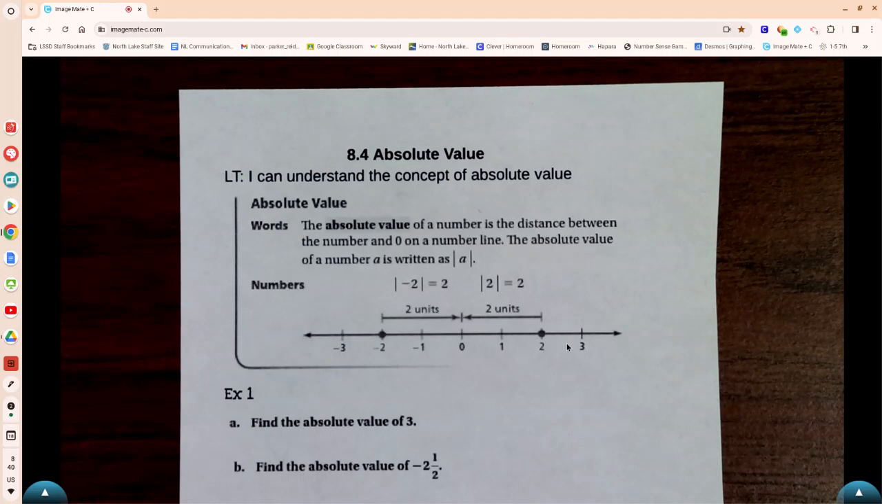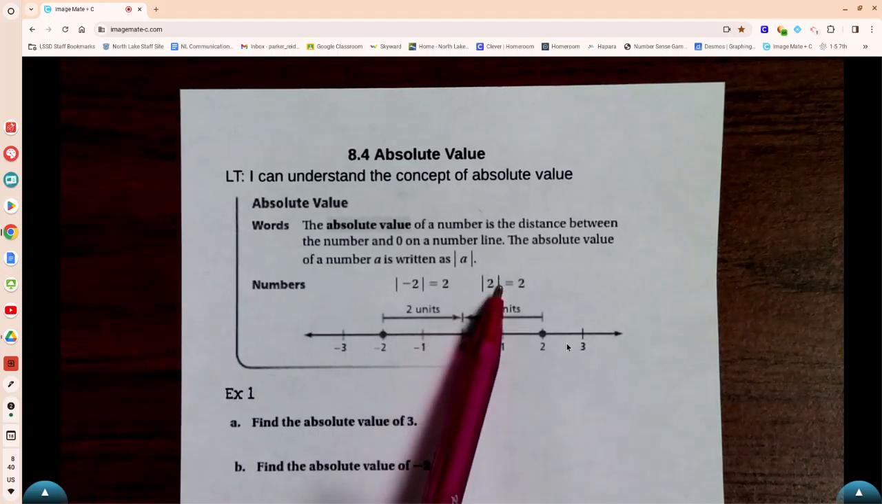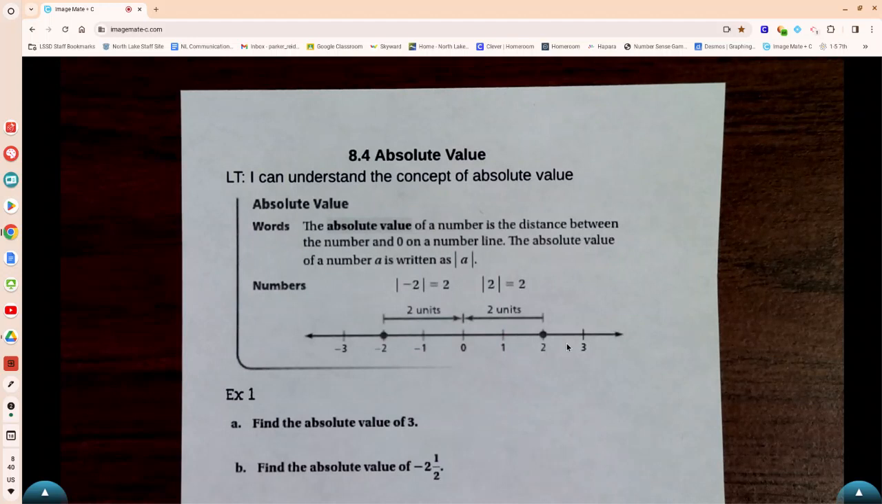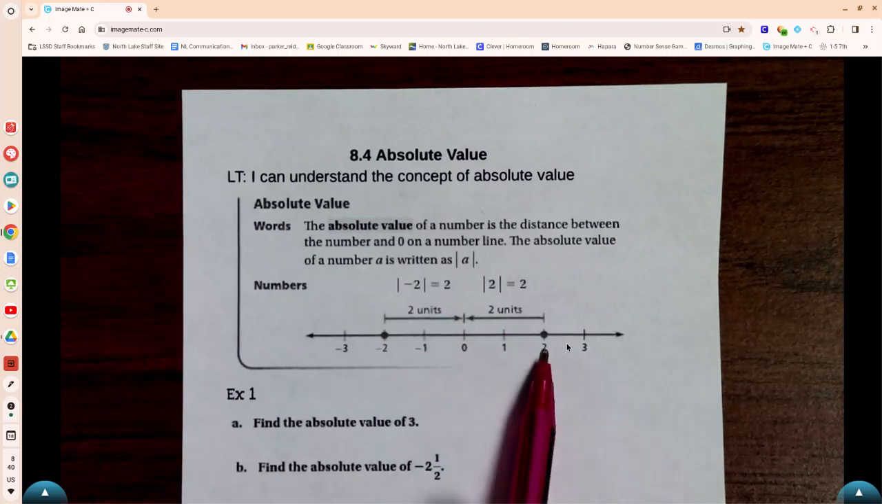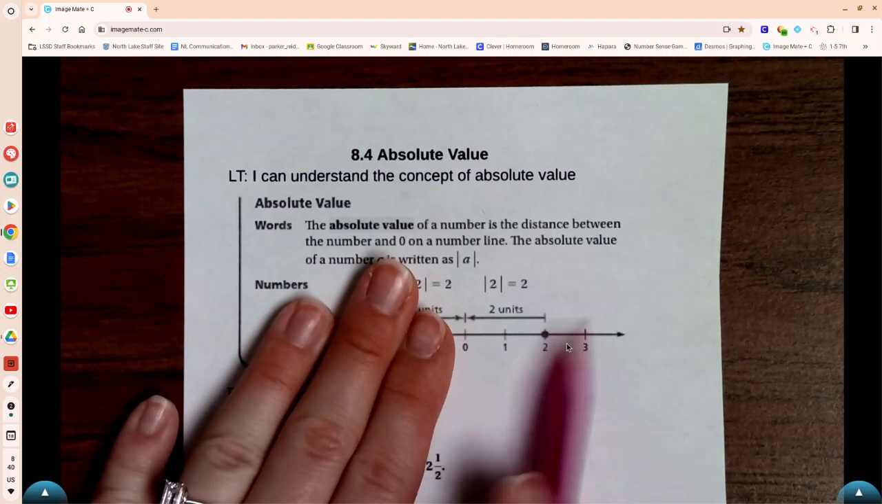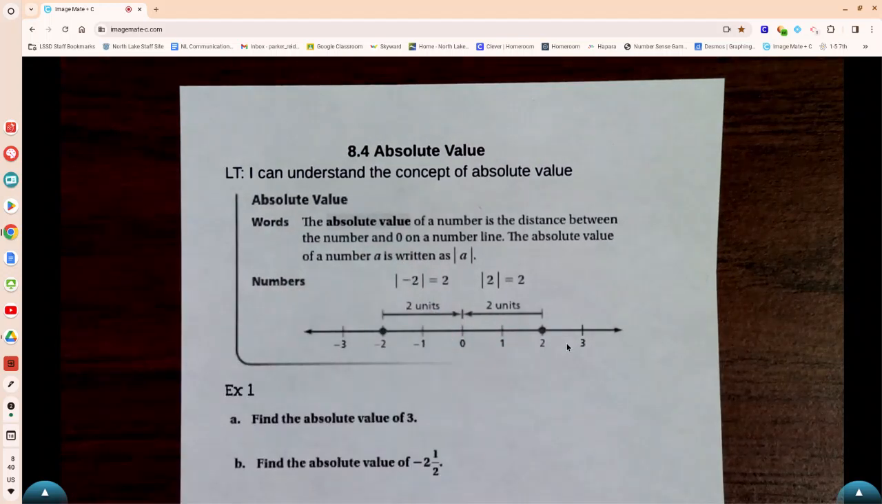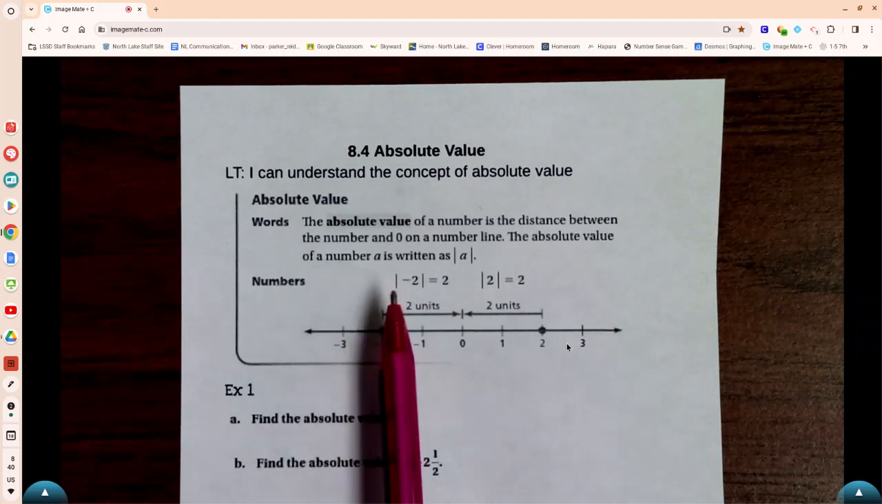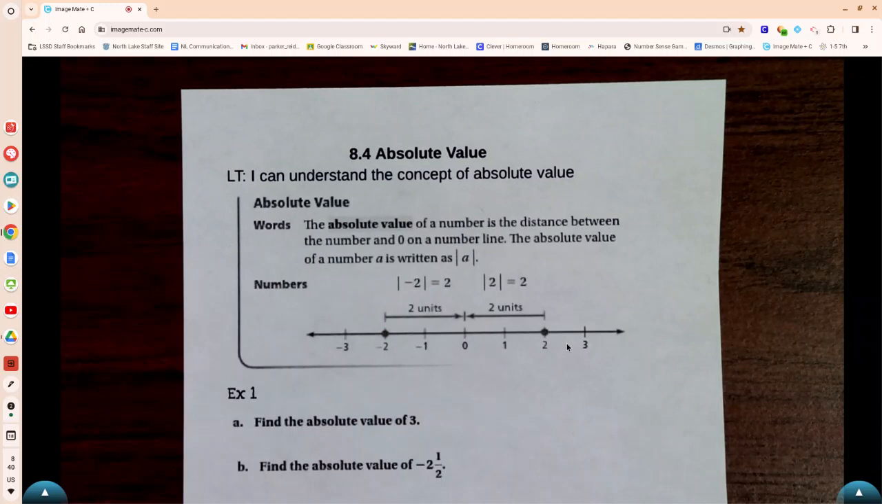And the way we figure out what that number is going to be is however far away our number is from 0 on a number line. So if you look at this one right here, it says the absolute value of 2. So that's asking how far away is 2 from 0 on a number line. It's 2 units away. So its absolute value is 2. Now if we look at instead negative 2, the absolute value of negative 2 is also 2 because it is 2 units away from 0. It's just on the other side.